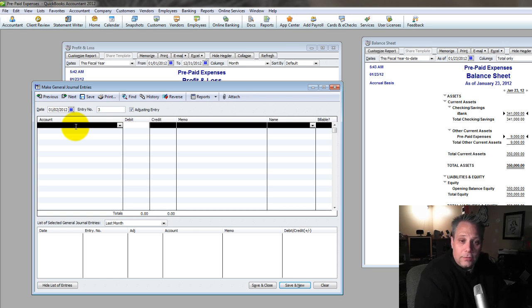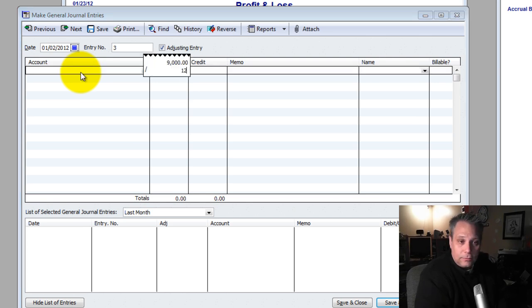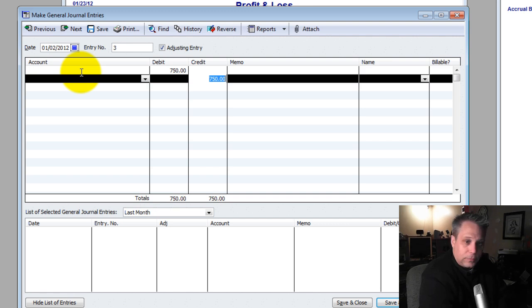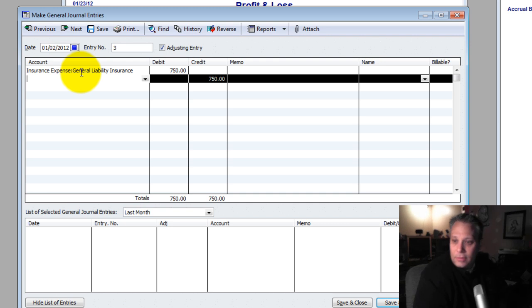Let's record this journal entry, 9,000 divided by 12 months. So I get the benefit at the rate of $750 a month. I can debit general liability insurance. Debits increase expenses. And I credit the prepaid. Credits decrease assets.